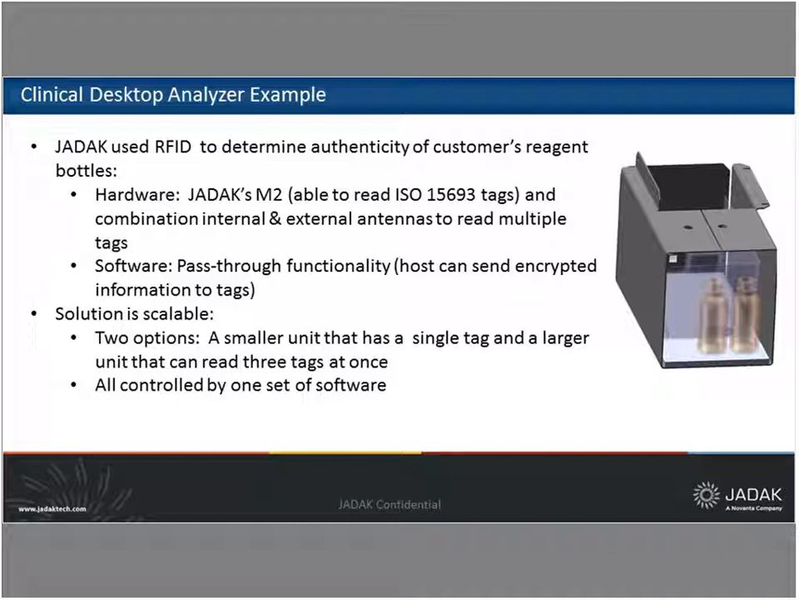So in this particular application, the M2 RFID reader was used. It had some custom firmware that we created at JADAK that enables the encrypted data to be passed through the M2 between the tag and the host. In this case, the supplier of the device itself wanted to do the encryption and then use the pass-through capabilities of the M2 to send this encrypted data directly to the tag and communicate with the tag.